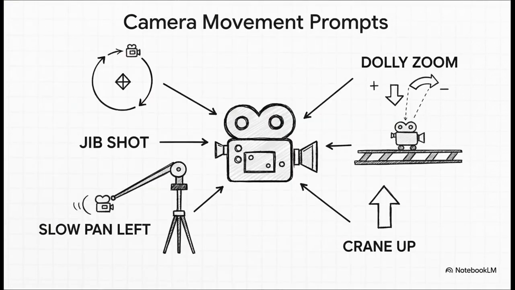And the best part is, you don't have to be a film director to pull this off. You can actually ask ChatGPT to suggest the best camera movement for each scene from a pre-made cheat sheet of options. It'll give you specific prompts, like dolly zoom or slow pan left, that you can then just apply in Grok to bring every single scene to life.